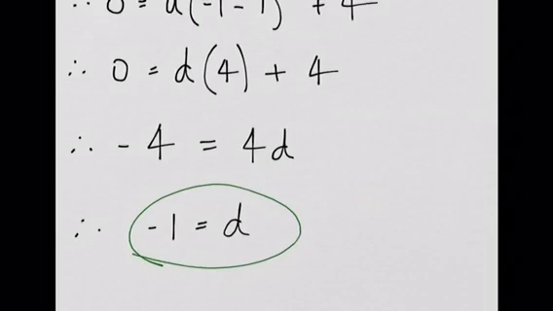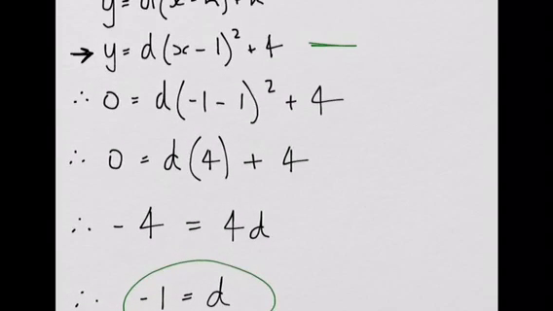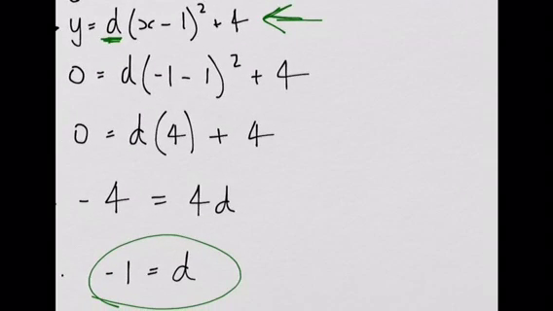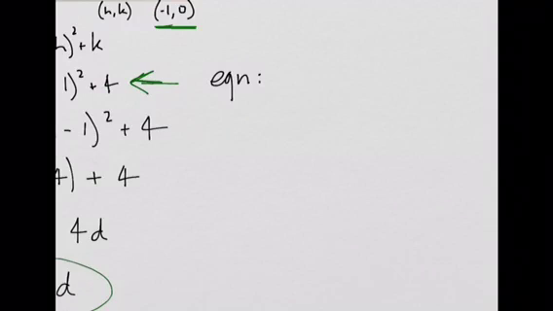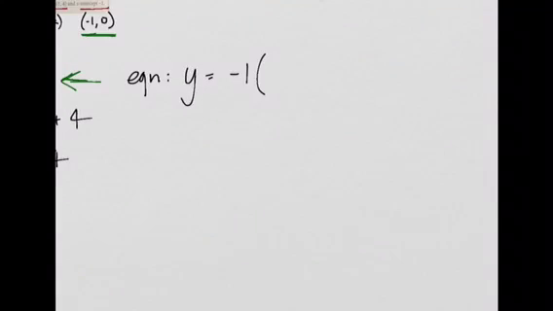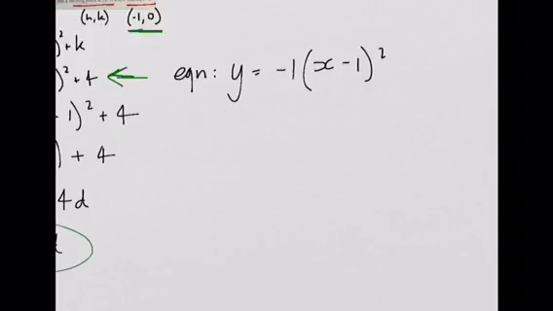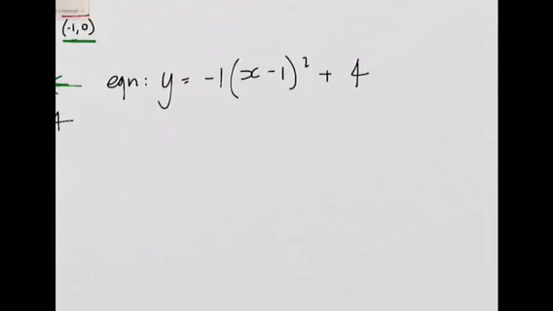Cool. Now, if we go back to this step, the only unknown we had was d. Well, the only unknown that wasn't our independent and dependent variables x and y. The only unknown we had was d. Now we know d is -1, so we can rewrite the equation: y equals d, which is -1, times (x minus 1) squared, and then plus 4. Okay, so that is one form of our equation.